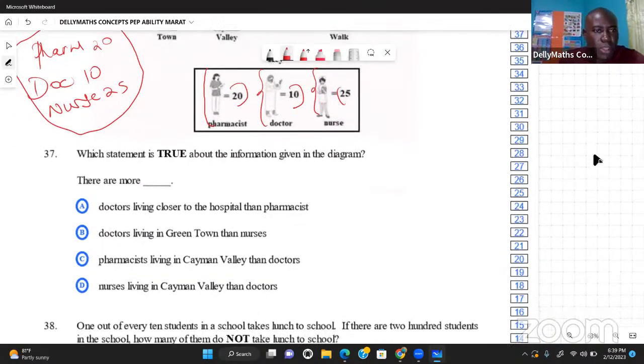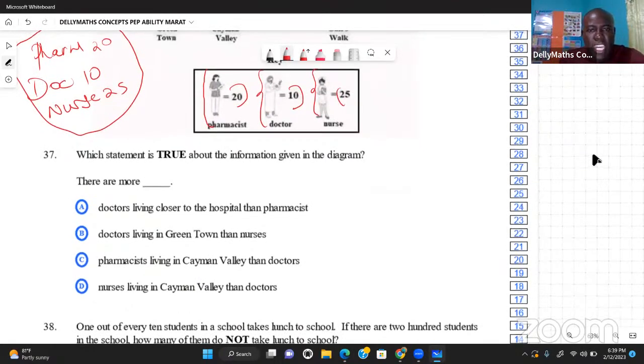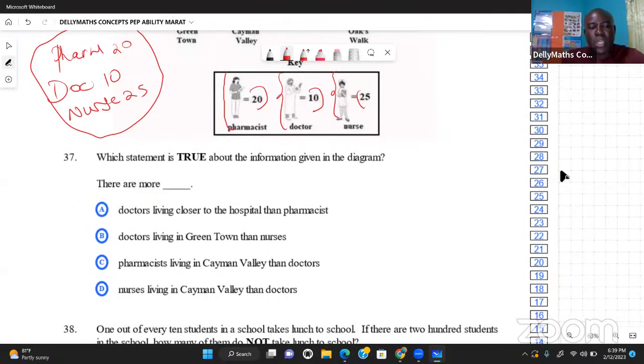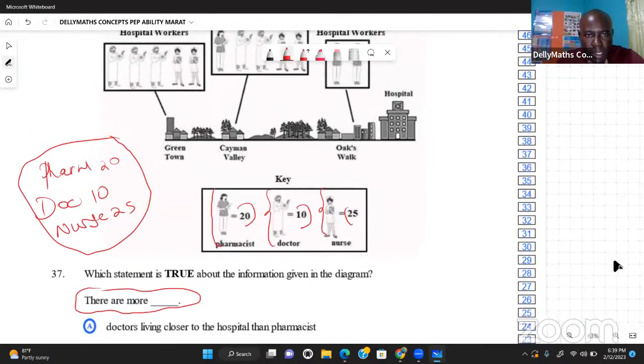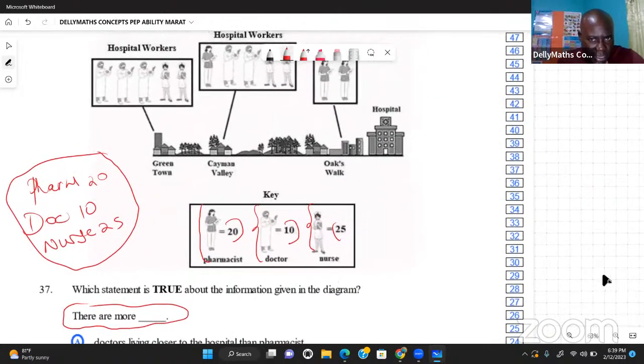So here's the question. Which statement is true about the information given in the diagram? Now, there is a run-on thing. It says there are more, dash. So you're going to have to read this each time and then attach A, B, or C to it to flow. There are more, A, doctors living closer to the hospital than pharmacists, right? There are more doctors living closer to the hospitals than pharmacists.